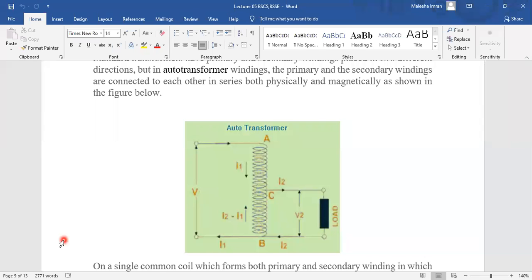मैंने आपको बताया था कि अगर आपको कहा जाए कि determine the voltage V2, so you have the formula that is XL2 over XL1 plus XL2 into V. What is the XL1? XL1 is the inductive reactance across the primary coil, and XL2 is the inductive reactance across the secondary coil.